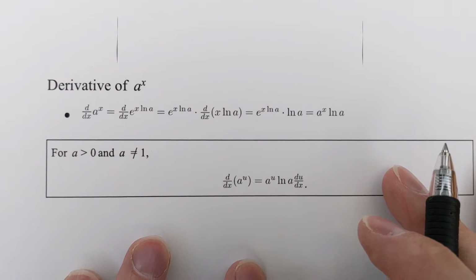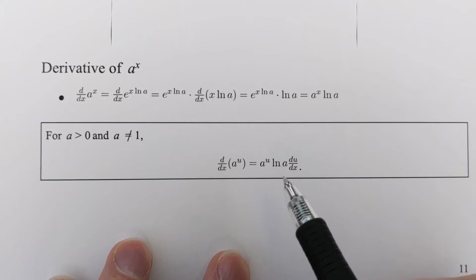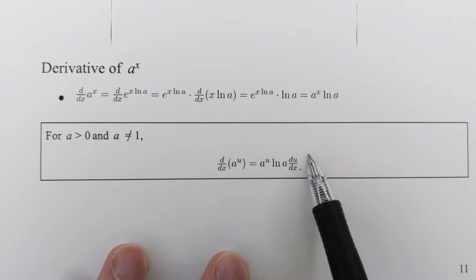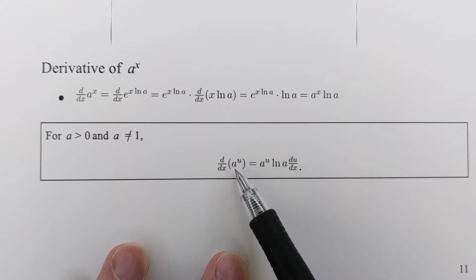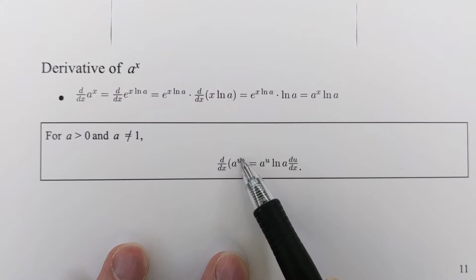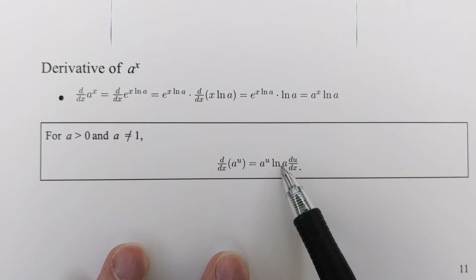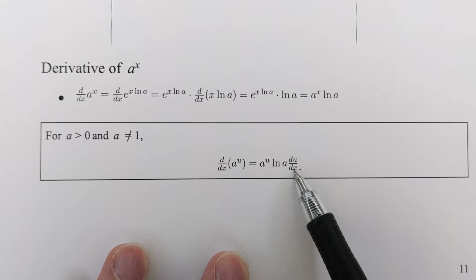All right, so down here, we've got the derivative of a to the x, so a is some number. And here's the derivation for it, but your rule is right here. So the derivative of a to some power, so some number to a power, is equal to the original expression times the natural log of a times the derivative of the exponent.